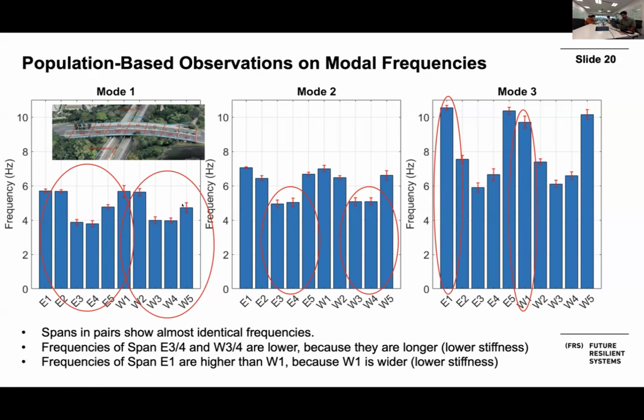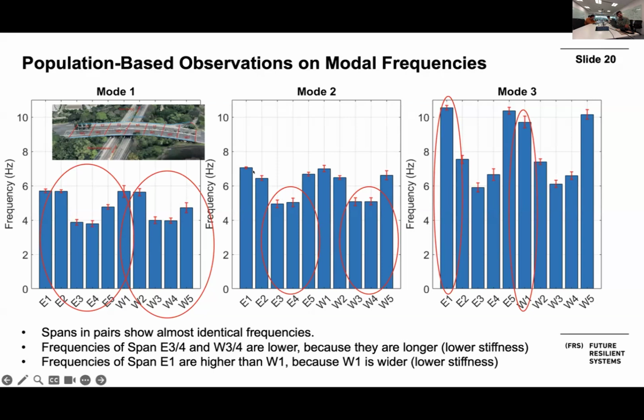So they should have similar frequencies, and this is also reflected in our identification results. You can see there are two groups of frequencies in the bar plots. This is the first group, this is the second group, which indicates the bridges that are in pairs. They have almost identical frequencies.